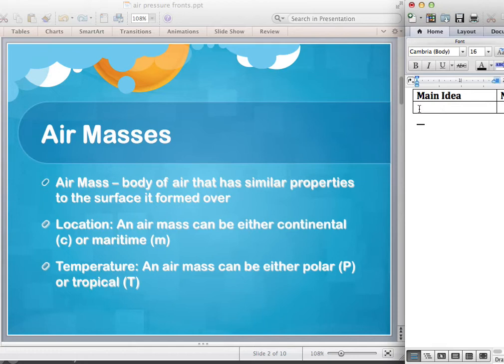All right, an air mass, like we said in class today, is a body of air that has similar properties to the surface it formed over. And the surfaces and the properties we focus on are temperature and humidity. And so an air mass can be either continental or maritime, and then either polar or tropical. And these are going to determine the temperature, and then the location is going to determine our humidity.